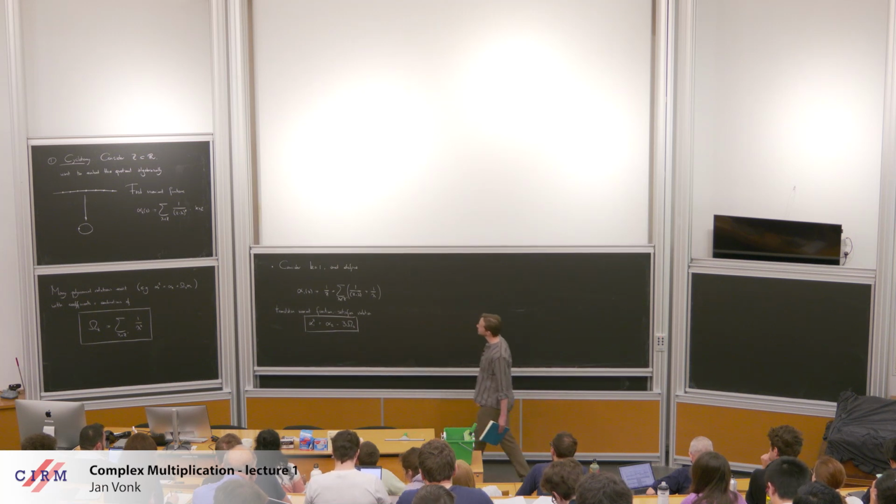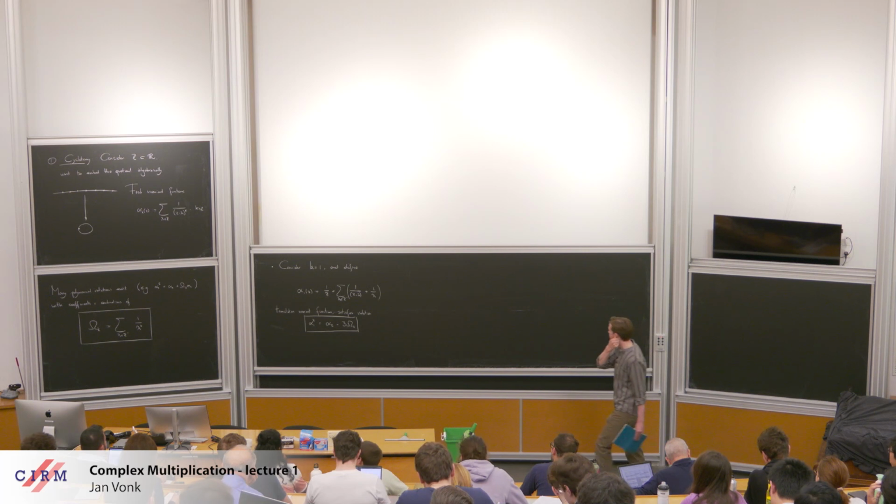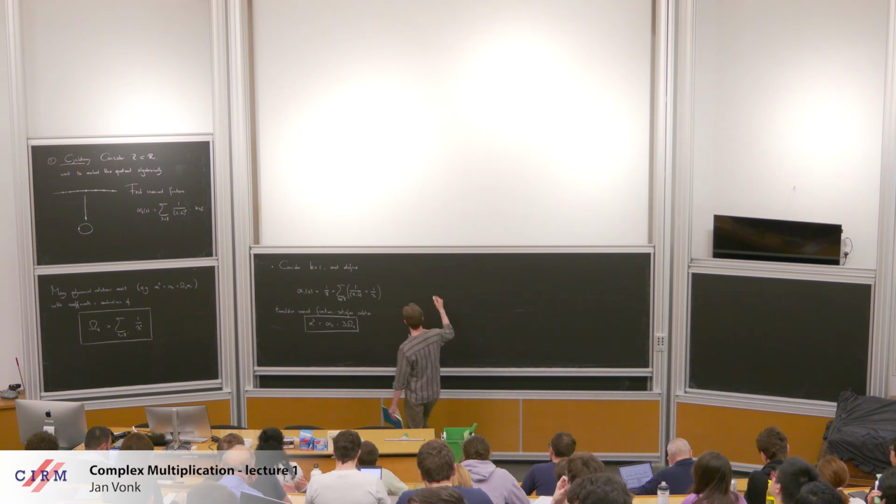All right, so that's the first step. The second step is to consider this function, alpha 1, and to lift it multiplicatively.